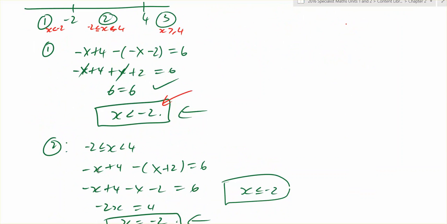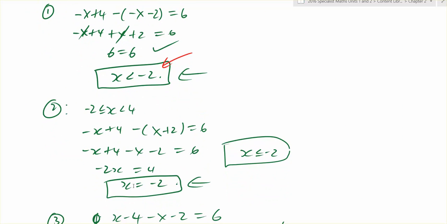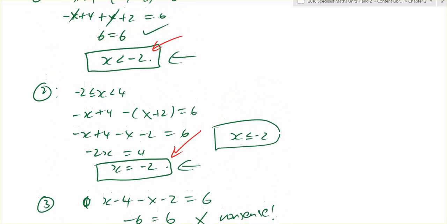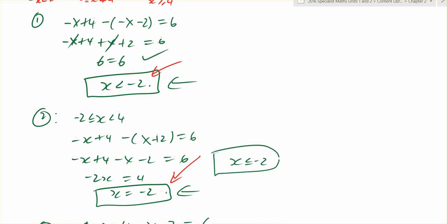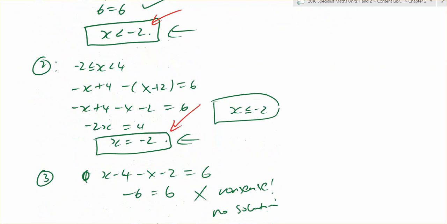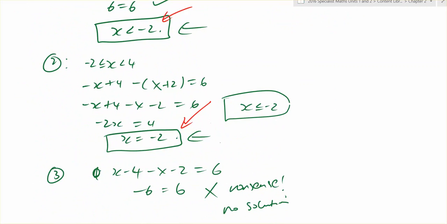So minus x plus 4 minus brackets x plus 2 equals 6. I simplified it, and I got x equals negative 2. That's also a solution for us. So we've got two solutions at the moment. It's a solution because it corresponds to the domain we've been given, x between negative 2 and 4, and it is within that domain, so that's an acceptable solution.